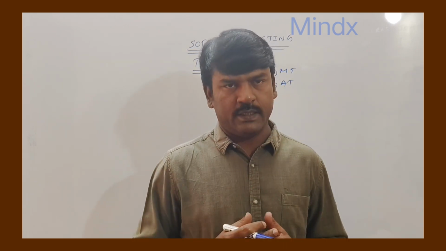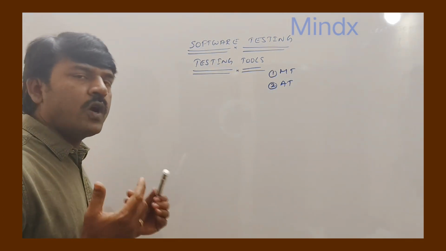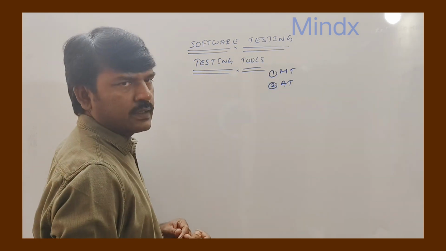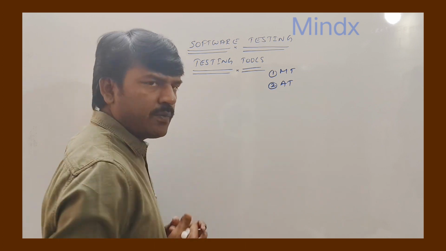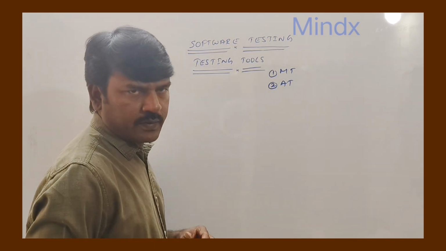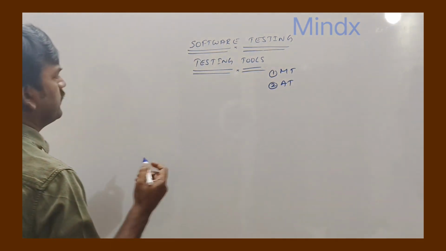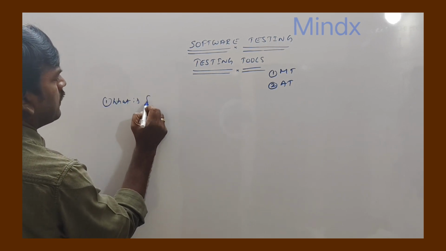Before going to this course, we want to know something. What is software? Testing means what? You know the tools already. Tools are two: one is manual testing, another is automation. But what are we testing? We are testing the software. Software is what? What is software?